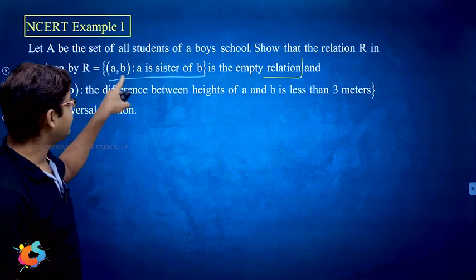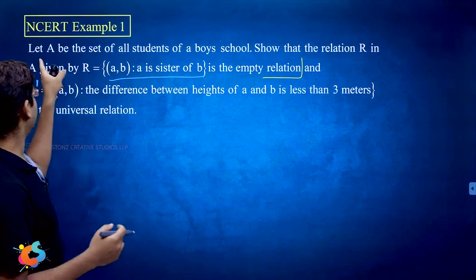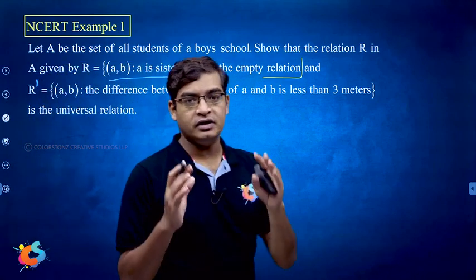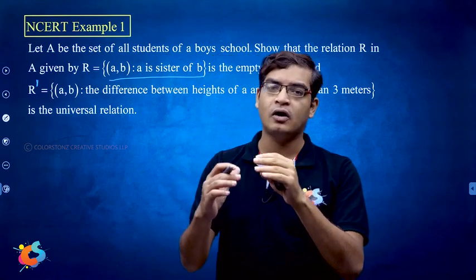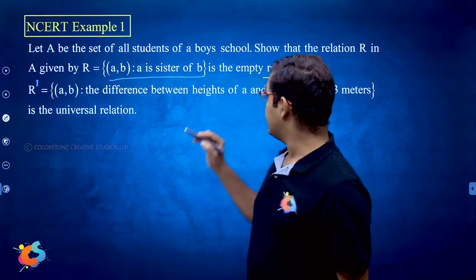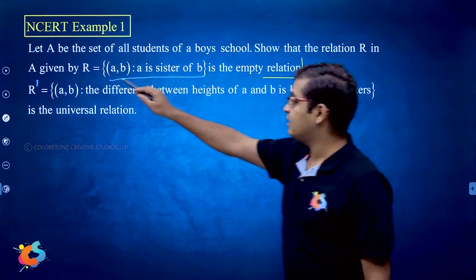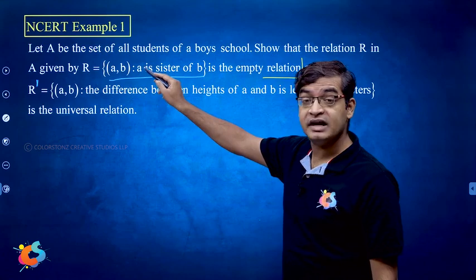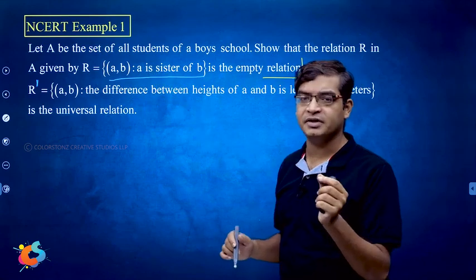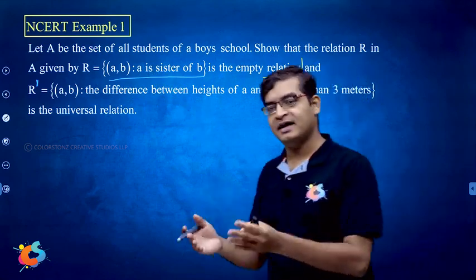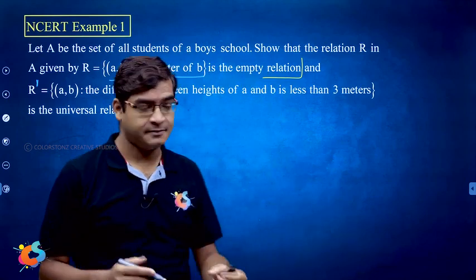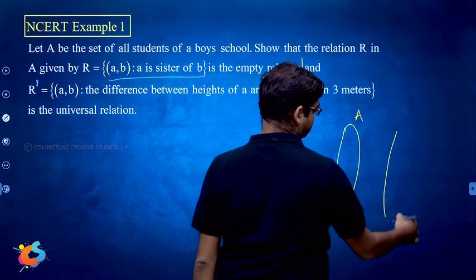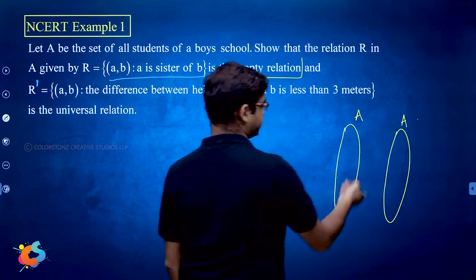Okay, and this relation is defined on which set? Let A be the set of all students of a boys' school. So you have a set which is having all students of a boys' school. Next, show that the relation R is an empty relation, and the condition in this relation is A is a sister of B. Now, how is it possible? You are defining your relation on set A. On set A means all the students here given are boys.